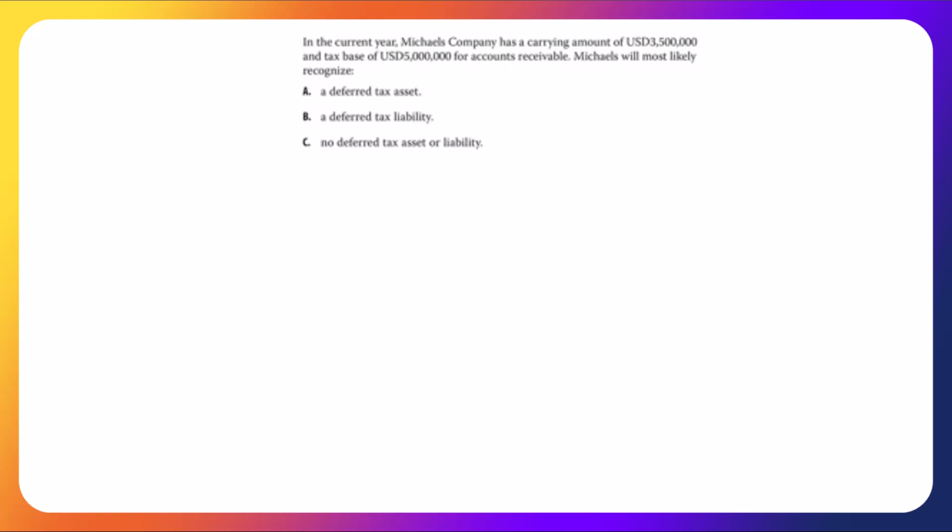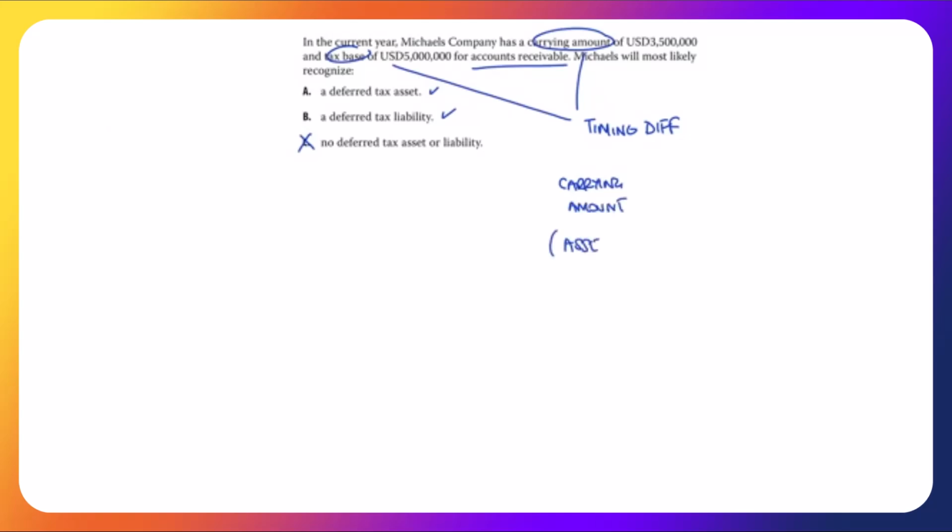In the current year, Michael's company has a carrying amount of 3.5 million USD and a tax base of 5 million USD for accounts receivable. Michael's will most likely recognize the difference between carrying amount and tax base, that is a timing difference. If we have a timing difference, we will indeed have a deferred tax asset or liability. So C is out. In this case, the carrying amount, what's on the balance sheet for the asset, this is an asset because it's accounts receivable, is less than the tax base.